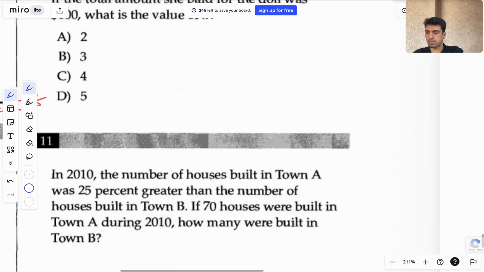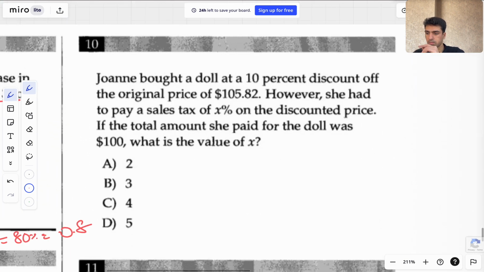Okay, next. So Joanne bought a doll at a 10% discount of the original price of 105.82. She had to pay a sales tax of X% on the discounted price. If the total amount she paid was 100, what was the value of X? So when you purchase something, you always pay for the price that you pay plus the tax, right?